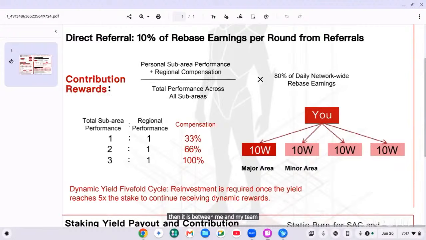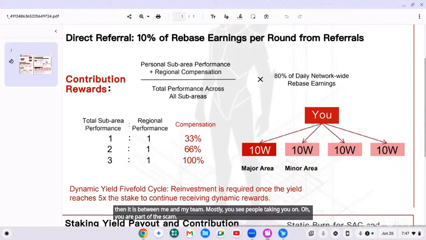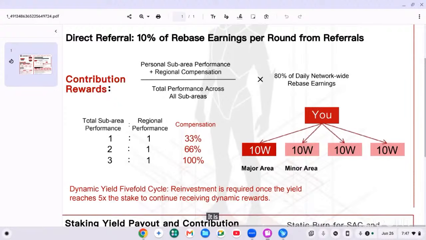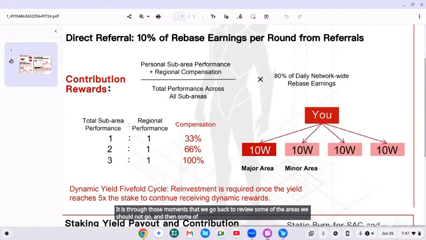Mostly you see people taking you on. Oh, you are part of the scam. You told me it was good and I jumped on it. Hey Jerry, hey that and that, all those things. I mean, we are just tired of it. And thankfully, it is through those moments that we go back to review some of the areas we should not go, and then some of the things we should look out for moving from one project to another.